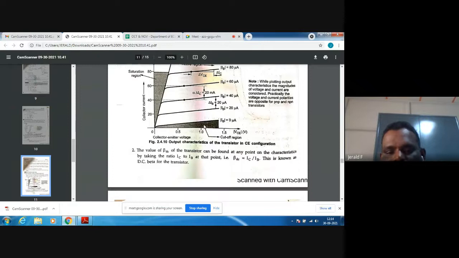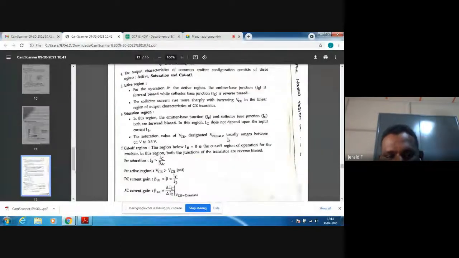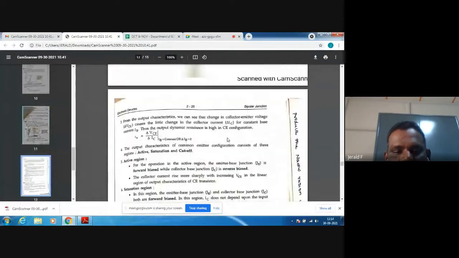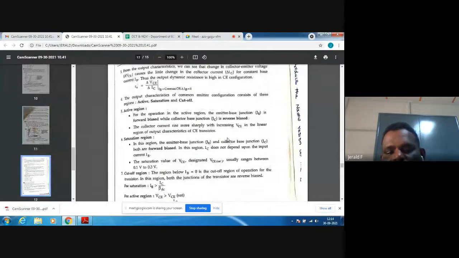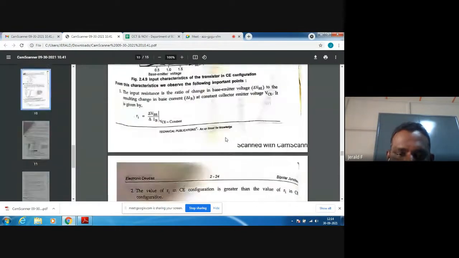This is very important: VC as well as the collector current. This is on the output side, not the input side. Otherwise it is the same thing. This is very important. This is why it is used for the active region and the cutoff region, you can explain. And next, finally it goes to common collector configurations.